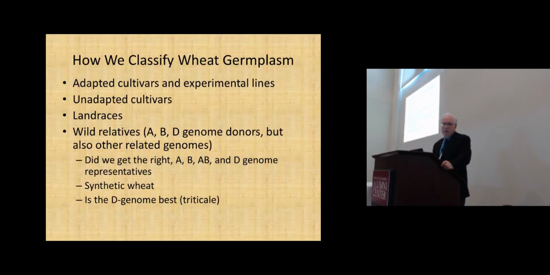The type of questions we have to ask when you think about this: in evolution there are rare events in the polyploidization. Did we get the right A? Did we get the right B? Did we get the right dicoccoides? Because the dicoccoides itself became a bottleneck when you crossed it with the D genome. Okay? That's where we get our synthetic wheats. And if you look at triticale, where you swapped out the D genome for the R genome, is the D genome even the whole right genome to be using? Okay? So this is how we begin to classify our germplasm.